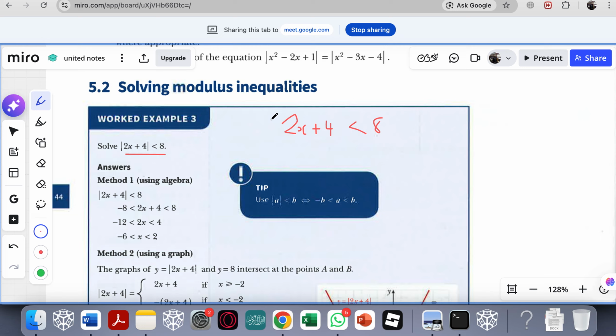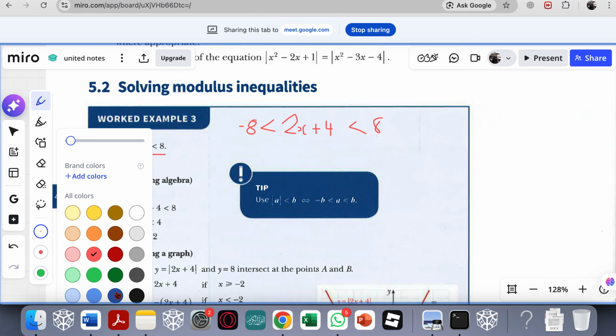You have to introduce positive and negative when we are removing the modulus. So on the left, it will be less than negative 8. Now you have made it a double inequality. To solve a double inequality, what do we do?